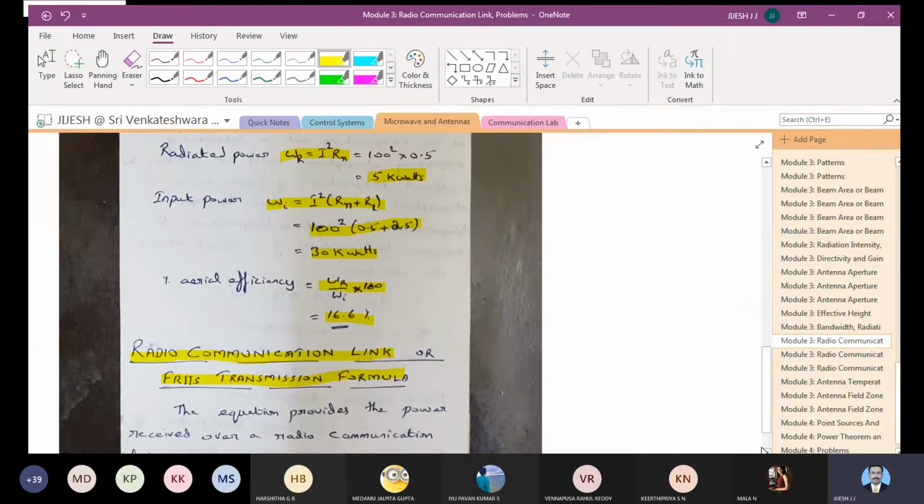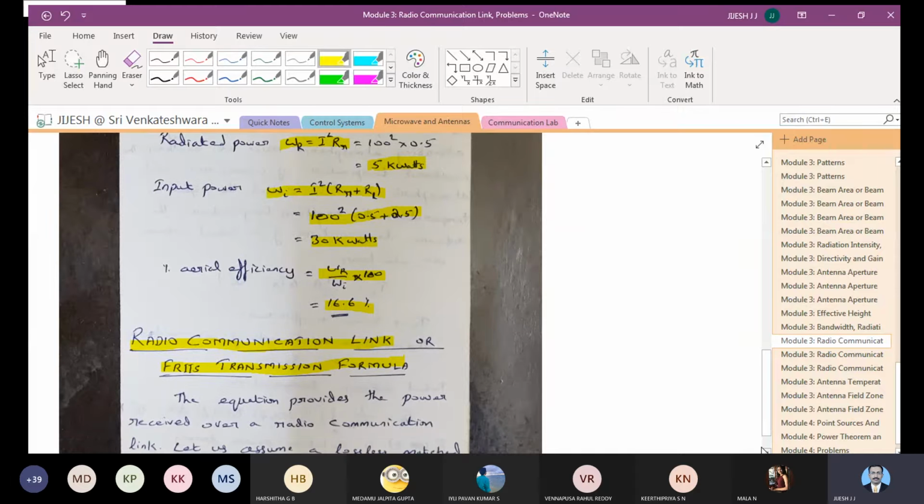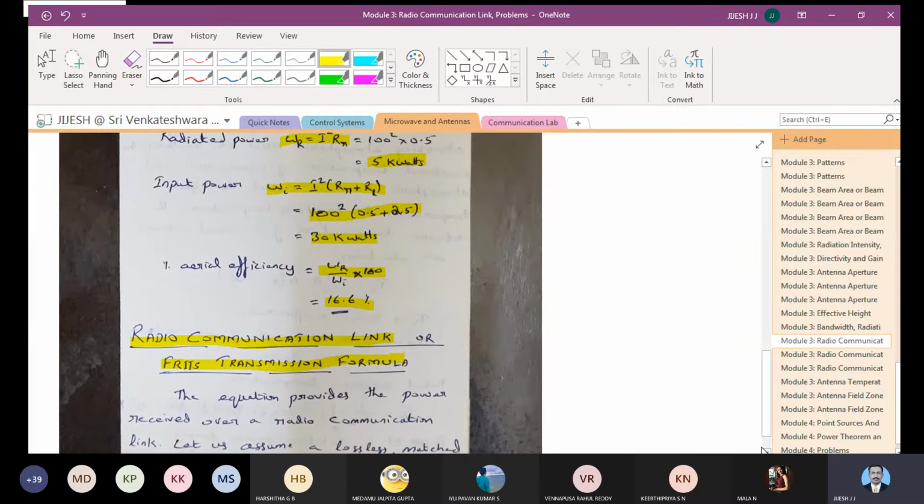Everything you can calculate by finding each and every term and substituting the values, and you can find the received power. If you know the received power, then you can calculate the transmitted power. So what is the power you have to send so that you get so much power at the receiver at a particular distance L? All these things can be calculated. We will be using this to find the transmitted power, received power, and so on.